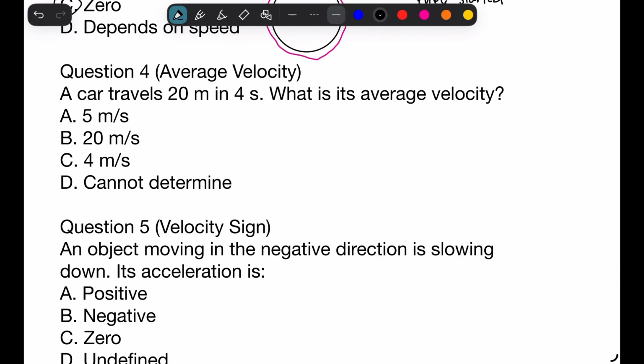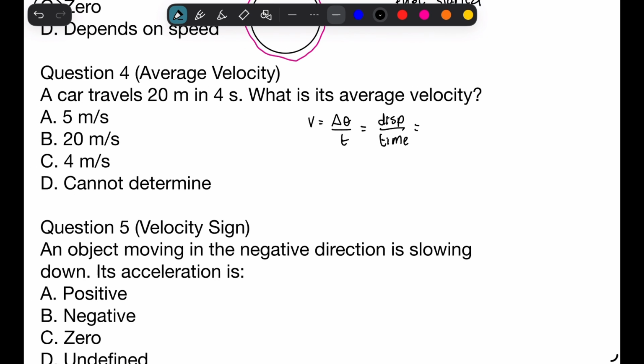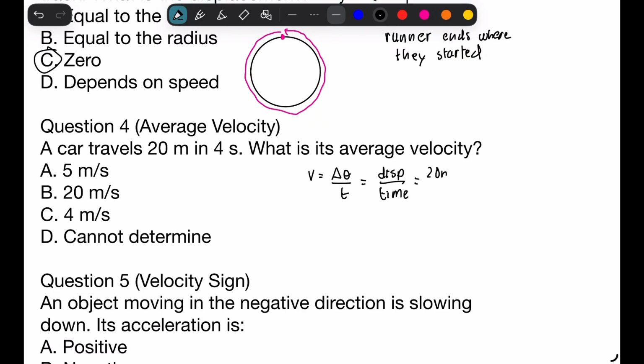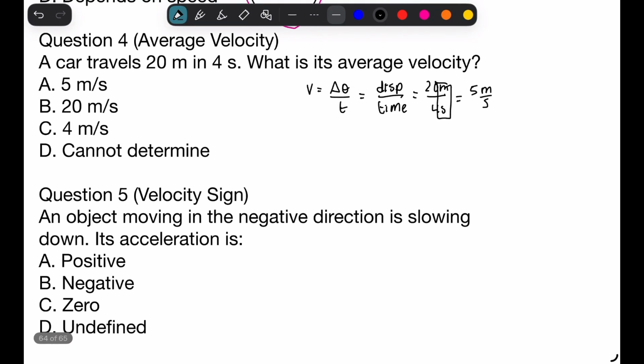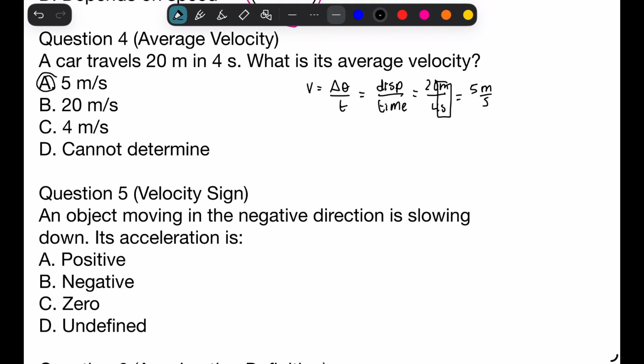So if they travel 20 meters in 4 seconds, our average velocity is going to be equal to our change in displacement over time. So this represents our displacement, and this represents our time. So our displacement is going to be that we moved 20 meters, and the time interval that we completed this action in was 4 seconds. So that's why our answer is going to be 5 meters per second, and we can see the units right here that we derived. So our answer is A. Now, what about for our next question?